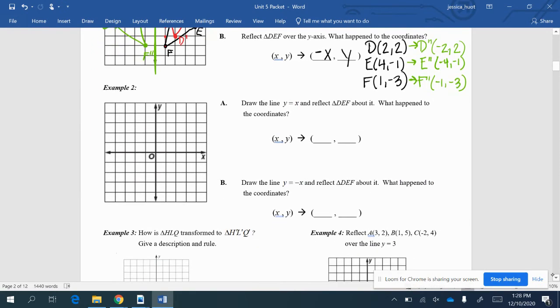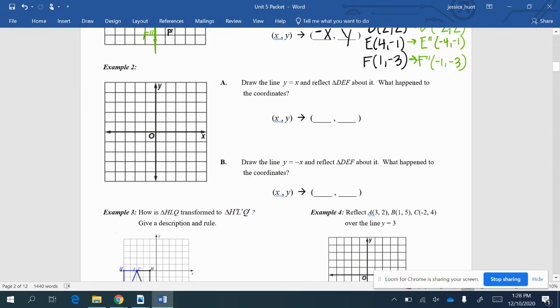Okay, what happens if it is not one of the axes? If it is not one of the axes, you're still going to draw. So my original point DEF, let me plot that really quick.